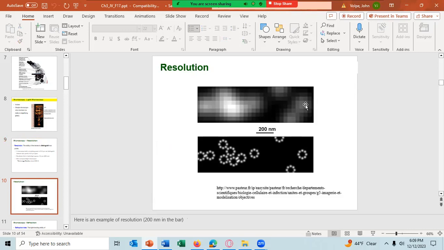Resolution, you can resolve these 2 points because they're separated by 200 nanometers. That's 0.2 micrometers. When they're closer than 200 nanometers, you cannot resolve them. And these 2 points are 200 nanometers apart.